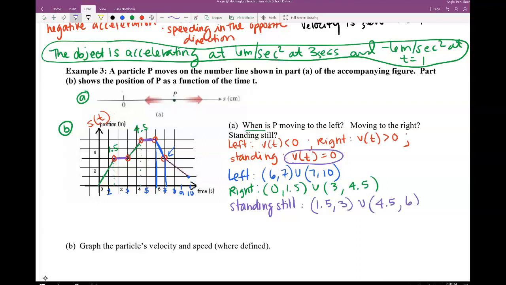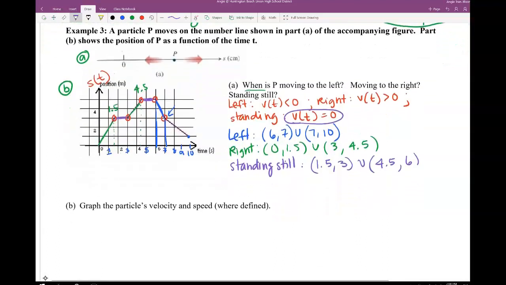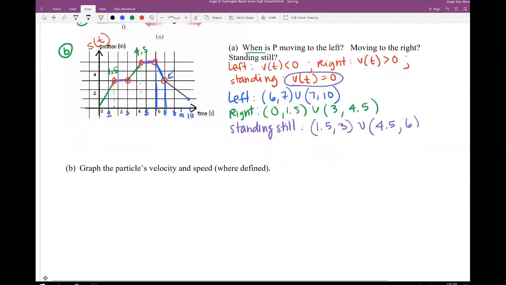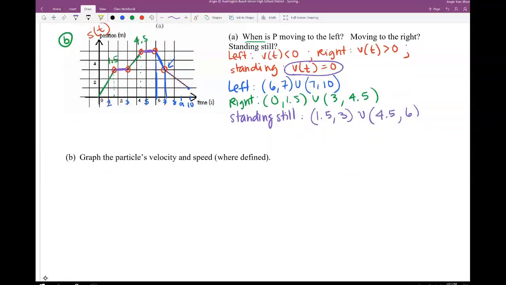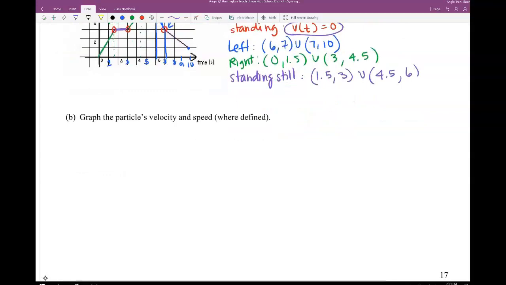All right. Part B. Graph the particle's velocity and speed where defined. So I'm going to do 2, velocity and speed. Okay, so let's do velocity over here.